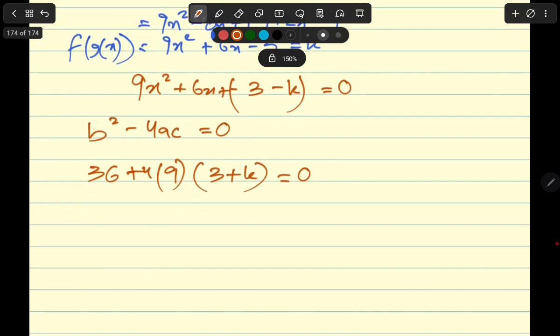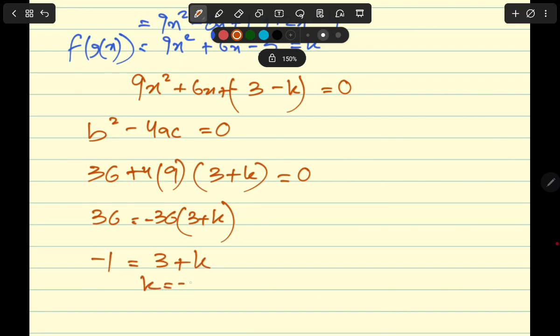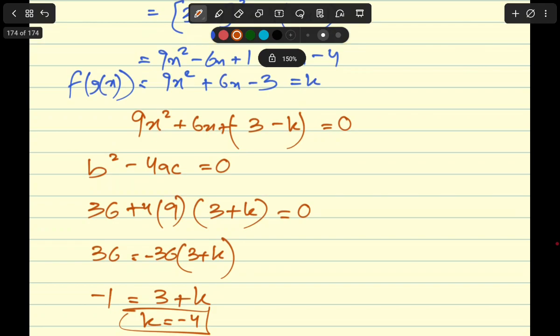So this becomes 36 equals negative 36 times (3 plus k). So now I divide both sides by negative 36. So this is negative 1 equals 3 plus k. So k is going to be equal to negative 4, and that's the only value. So these types of extensions of this topic come in your exams.